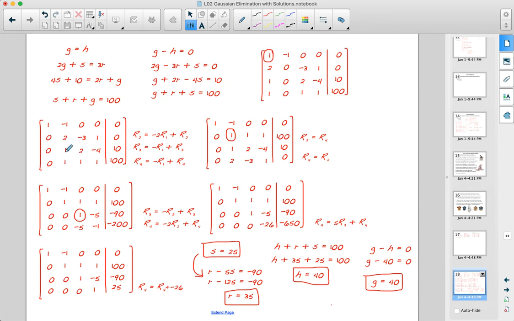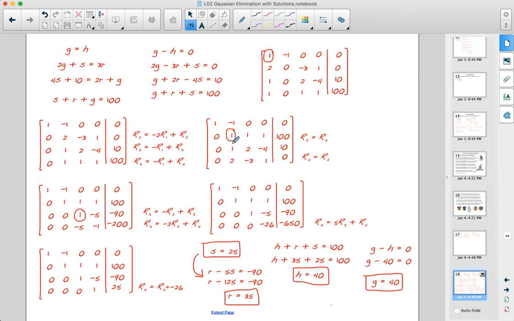This row looked nicer to me. Again, I could have swapped row 2 and row 3, but I'm going to choose to swap row 2 and row 4. So I replace this row with row 4, and I replace this row with row 2. That's the only change I made in this matrix. And now I have my nice pivot of positive 1 here.